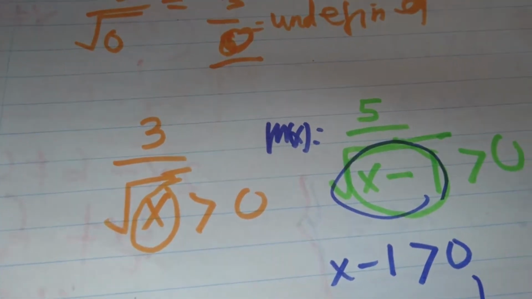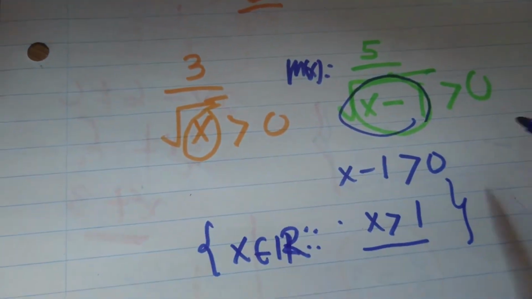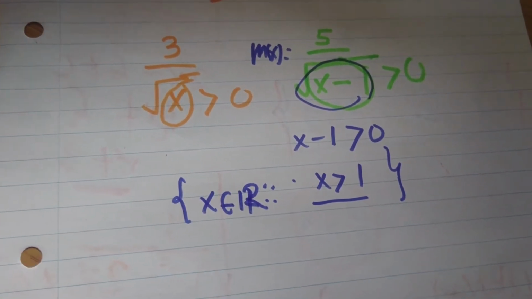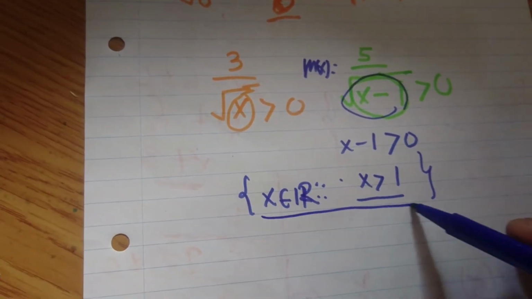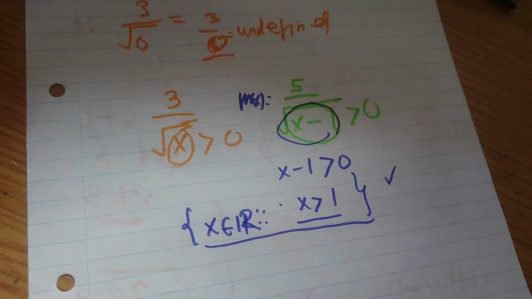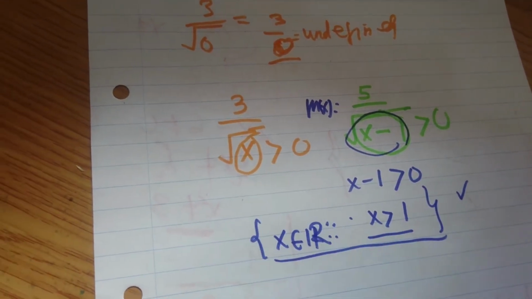If you have a function and your denominator has a root, take everything in the root and say it is greater than 0. So this is the final answer, you've done already. Let me explain to you what that means. Let's start with this one first.